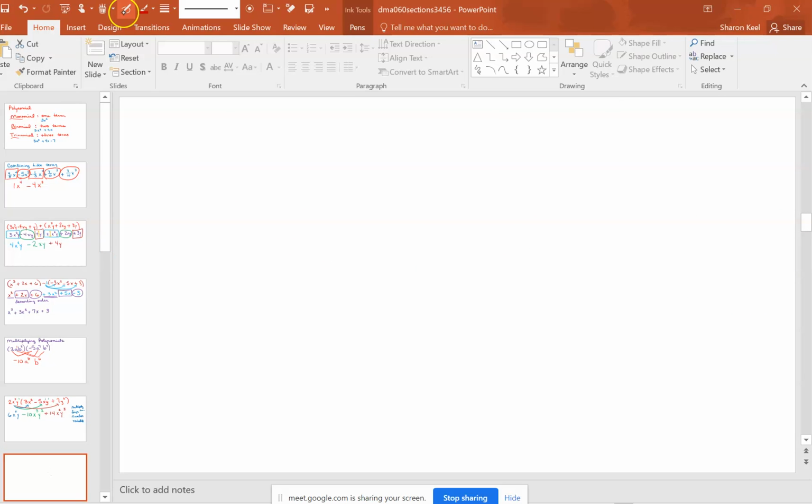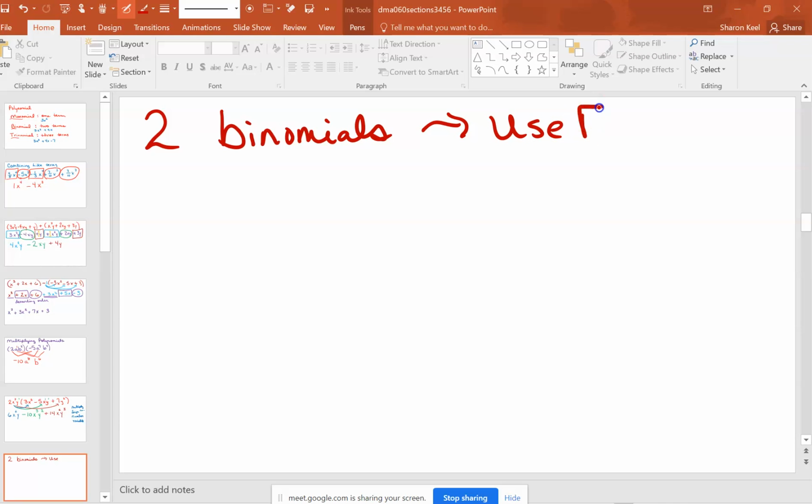So if we have two binomials, we are going to use what's called the FOIL method. The FOIL method is what you will hear your Math 171 teachers talking about. They'll say, FOIL these polynomials. So this is what we're going to do when we FOIL something.